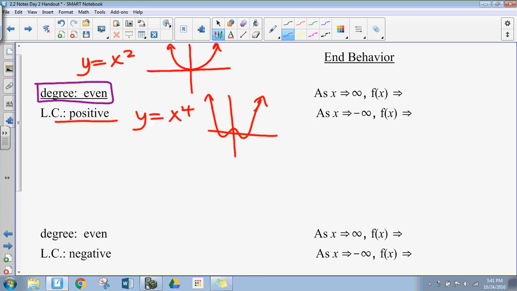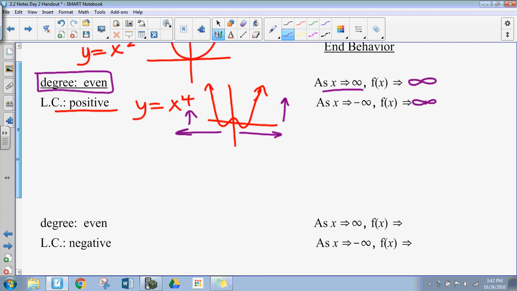So let's look at our end behavior as x is approaching positive infinity. So I'm going to positive infinity. f of x is approaching positive infinity. As x is approaching negative infinity, so I'm going to the left, f of x, or my y values, are approaching positive infinity. So with my even degree polynomial, I'm always going to have my end behavior going in the same direction. So if the leading coefficient is positive, they're both going to be going to positive infinity. If it's negative, we're going to talk about that now, they're both going to be going to negative infinity.